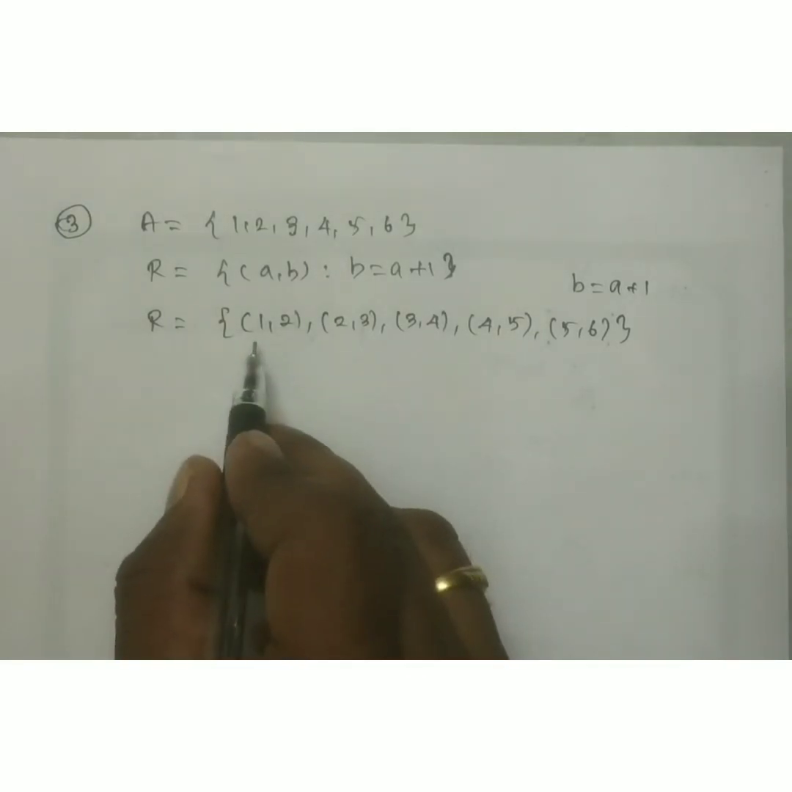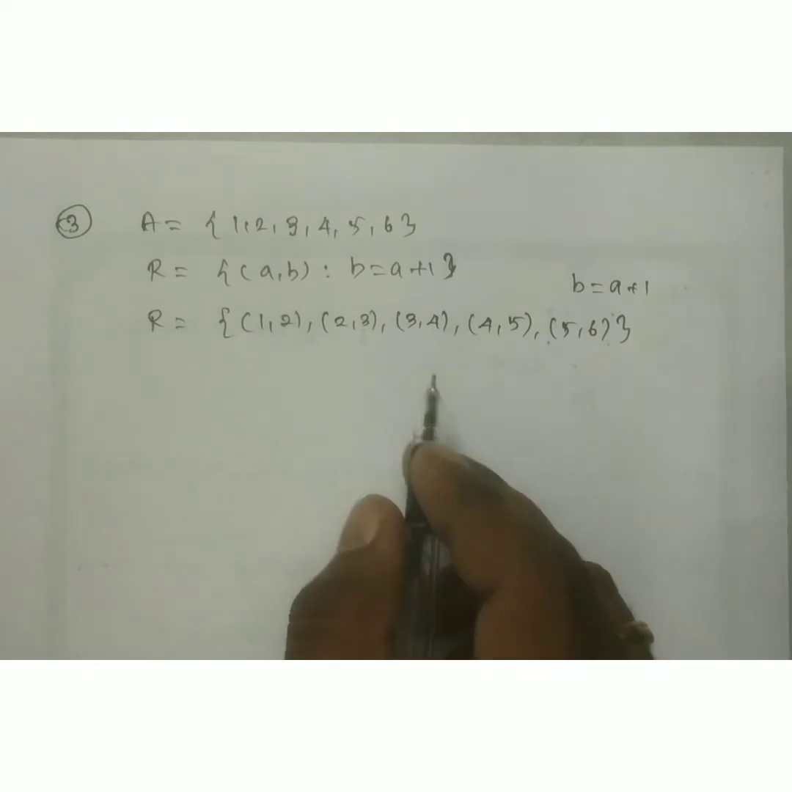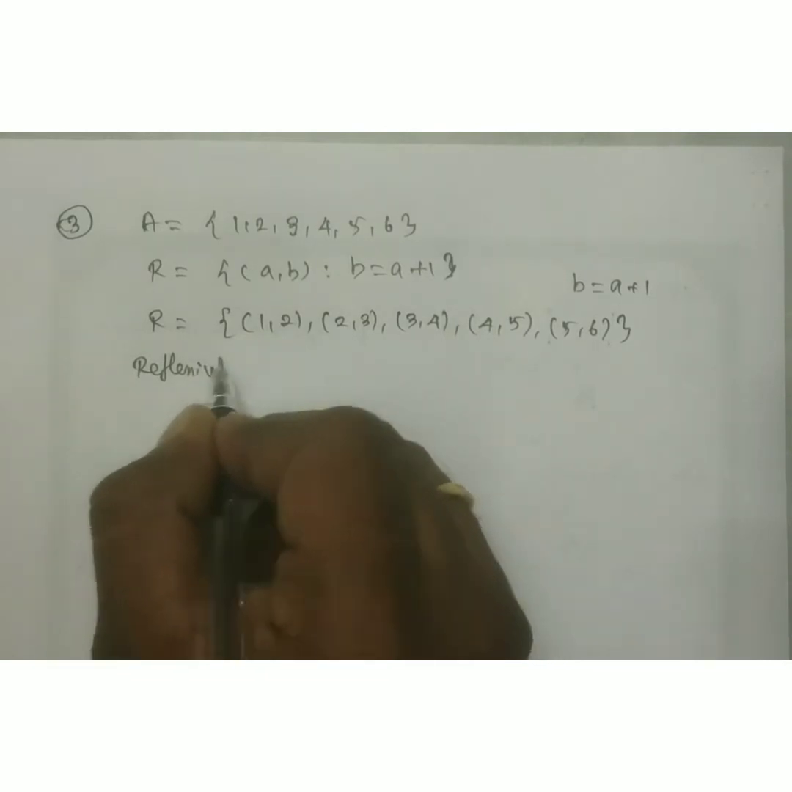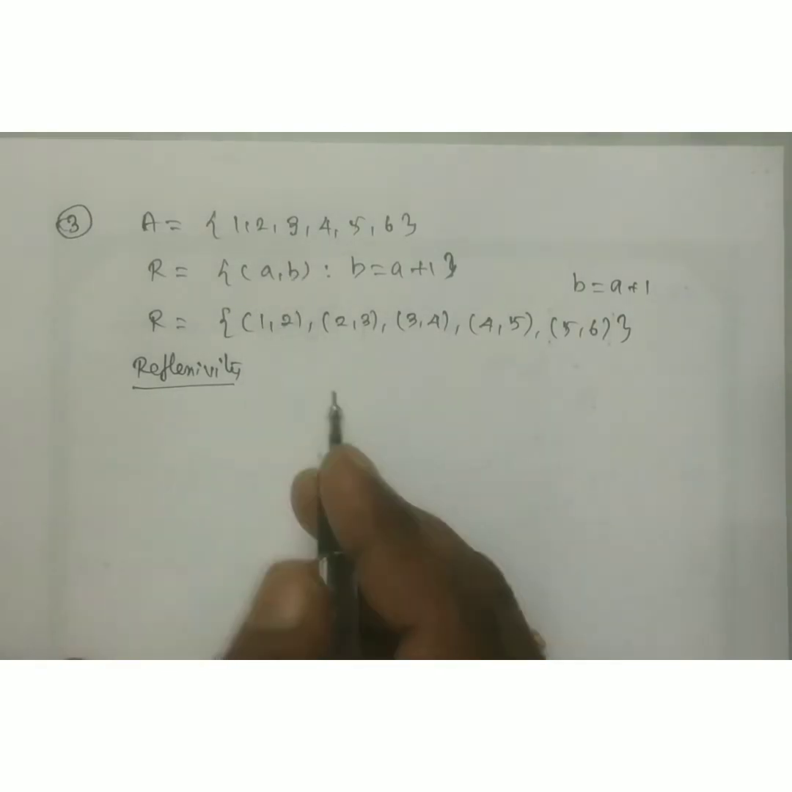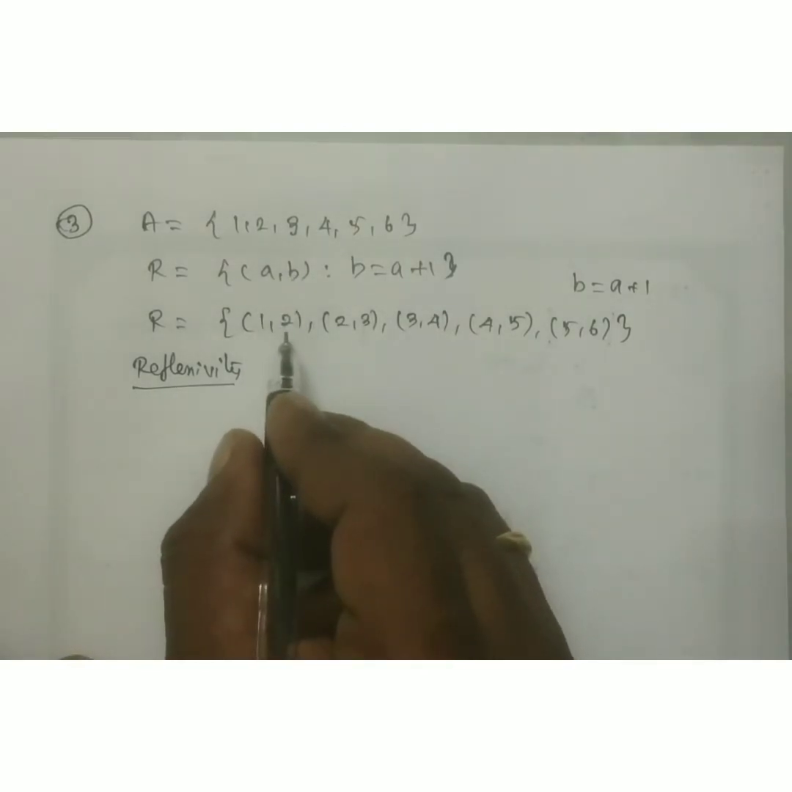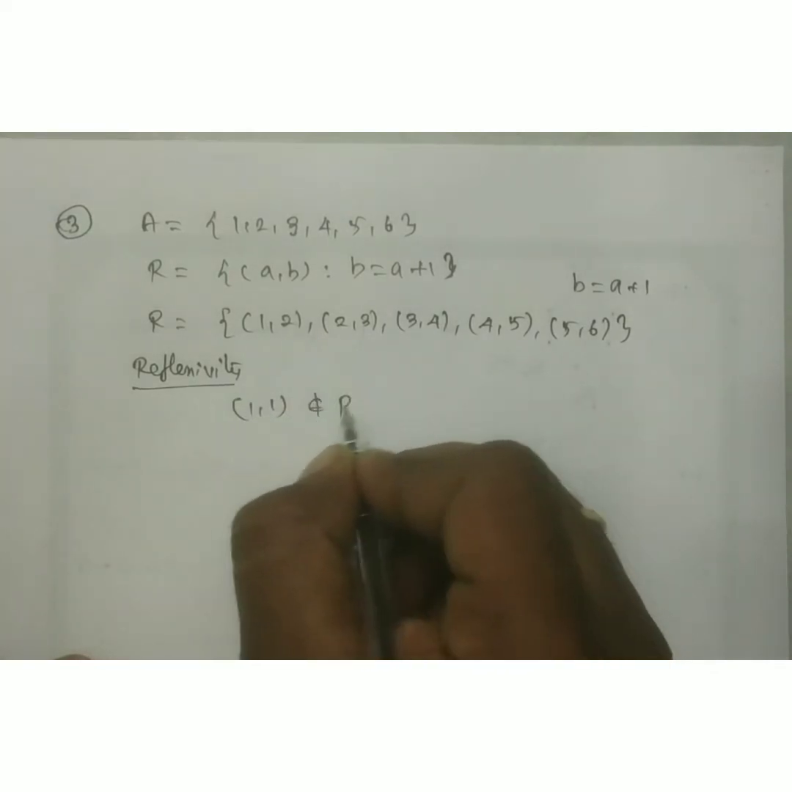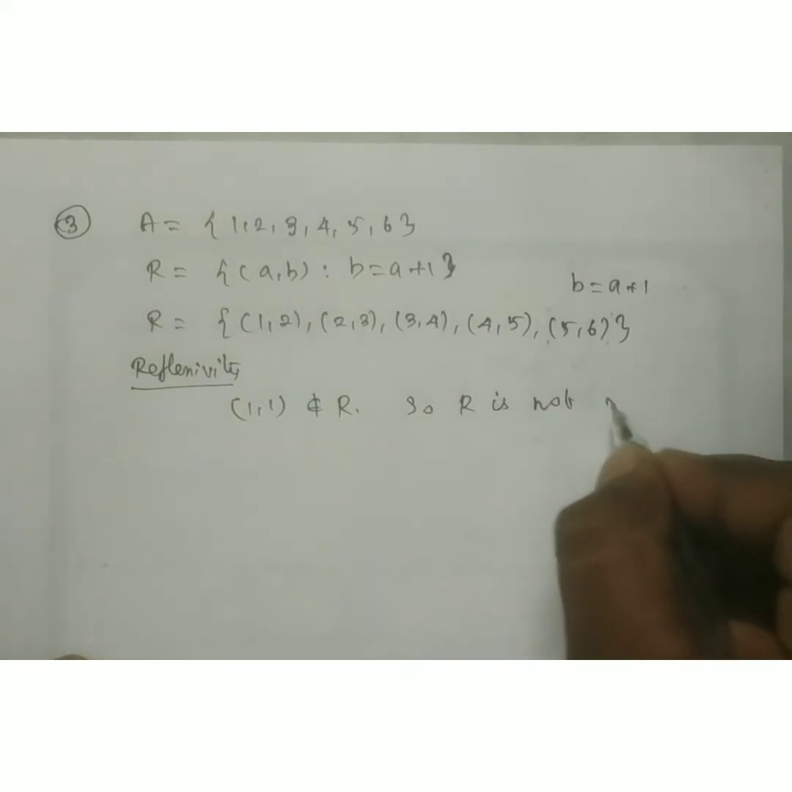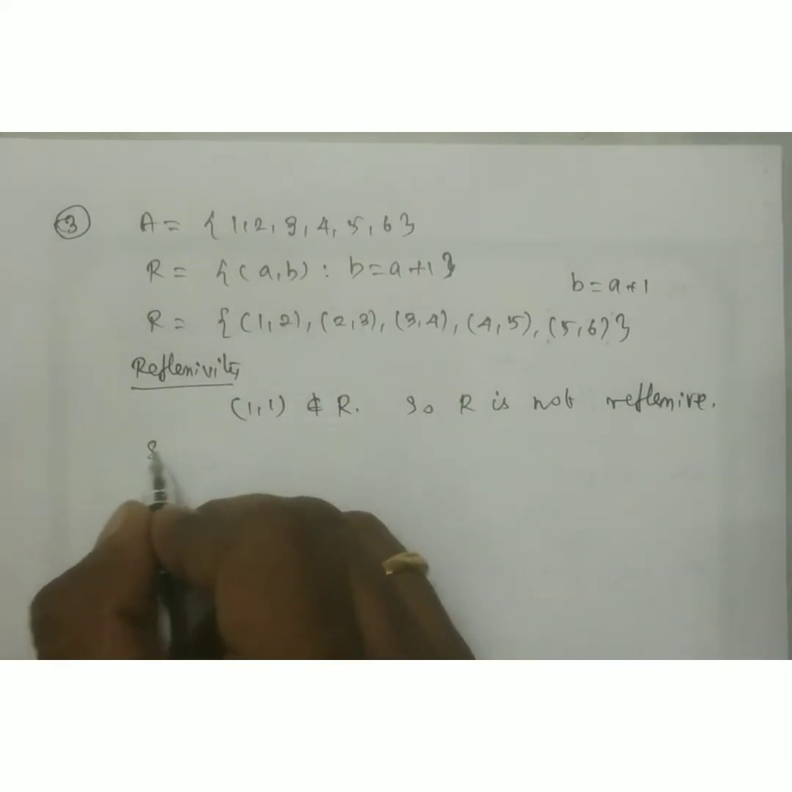Now we will check whether the relation is symmetric, reflexive and transitive. First, to check the reflexivity: the definition is (a, a) belongs to R for all a in the set. Check whether (1, 1) is available or not. Clearly, (1, 1) does not belong to R. So I can write R is not reflexive. Clear?